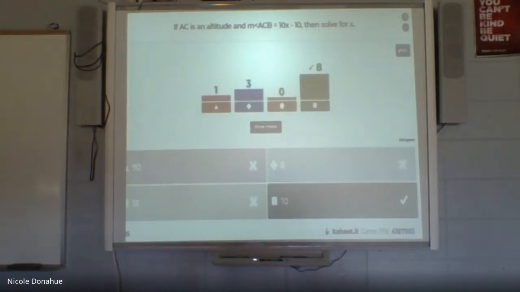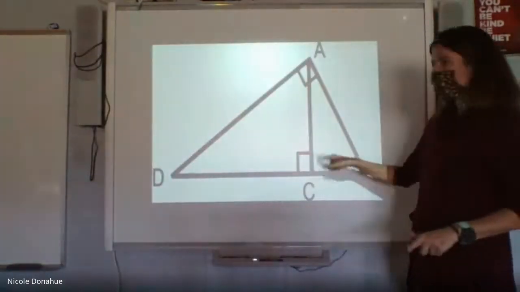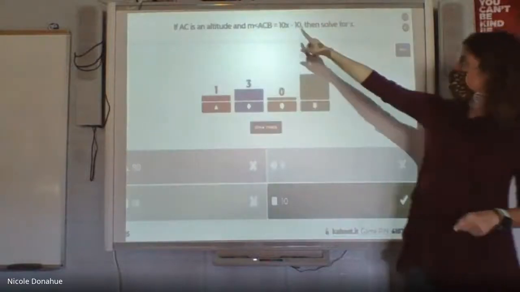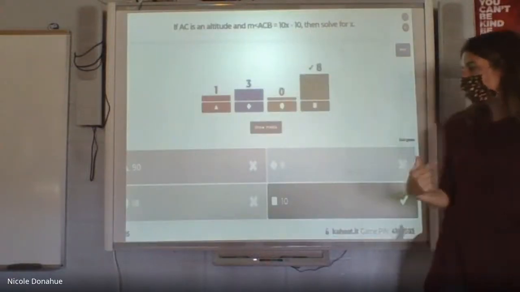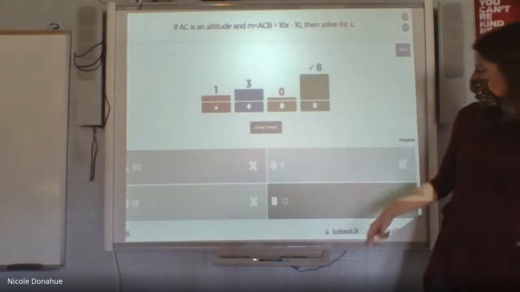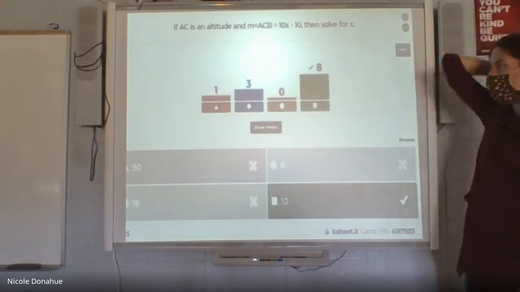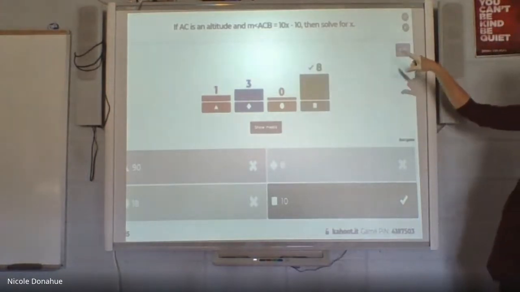All right, so what did you know about that angle? It's 90 degrees. So we know this angle should be 90 degrees, so we have to set 10x minus 10 equal to 90. I don't know if those guys who did that wrong, you add the 10 over, oh yeah, you subtract the 10 instead. So you should be adding it over to the other side.